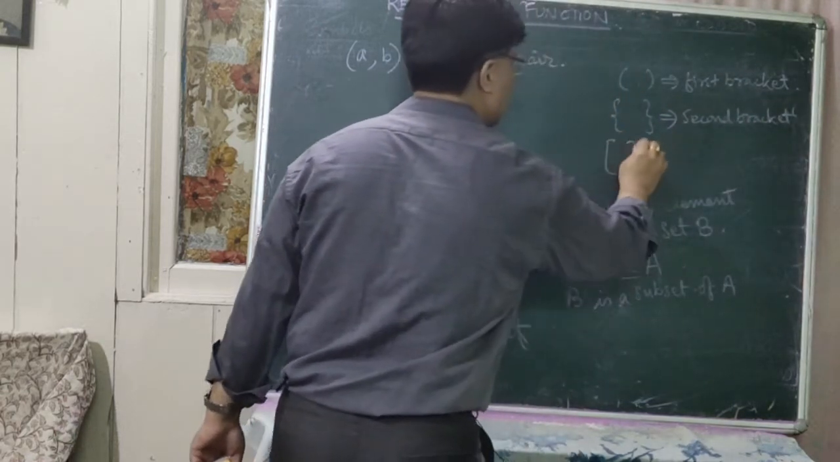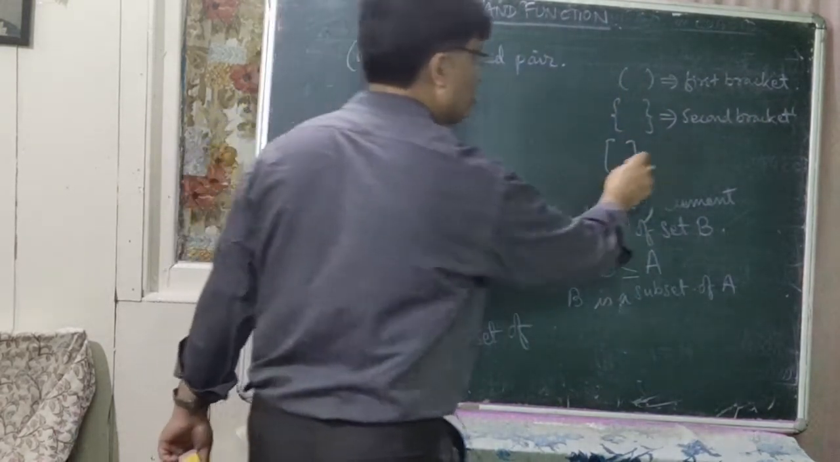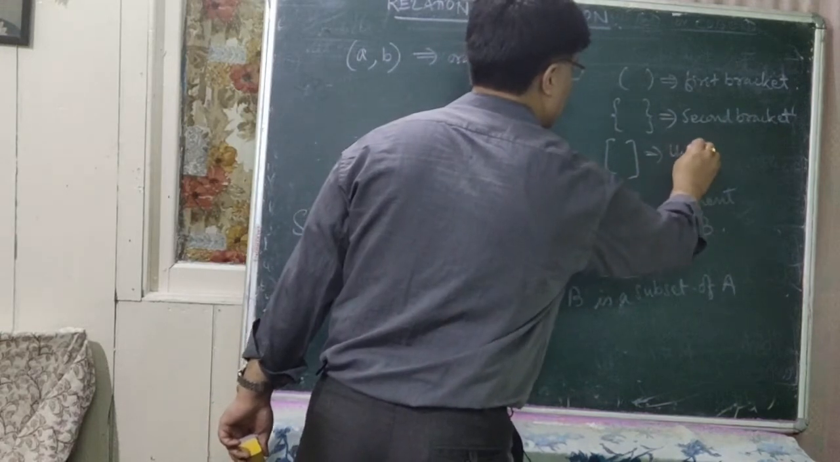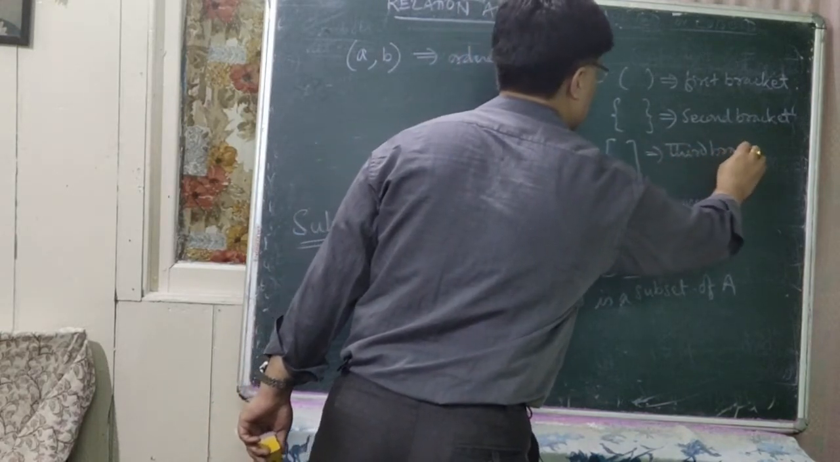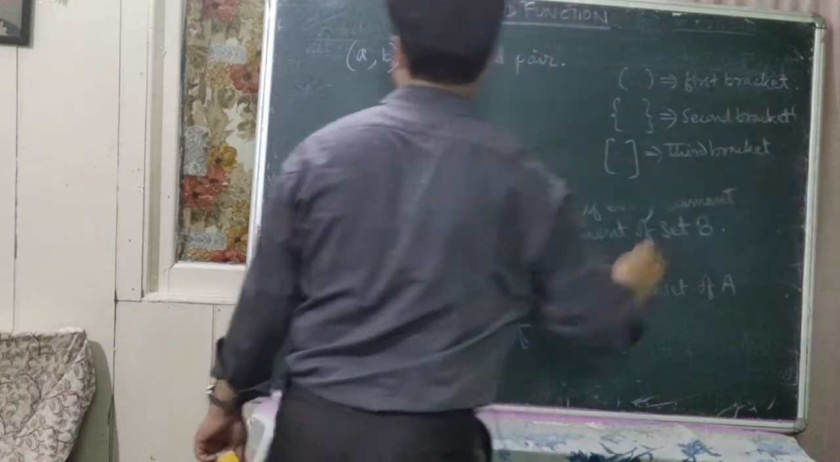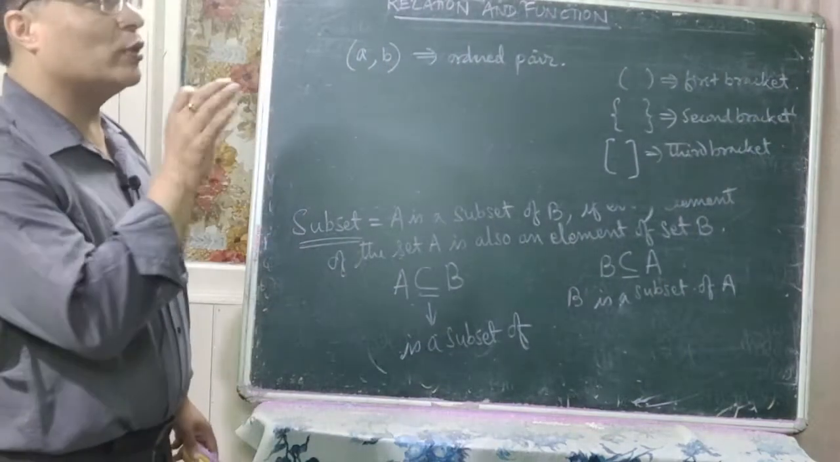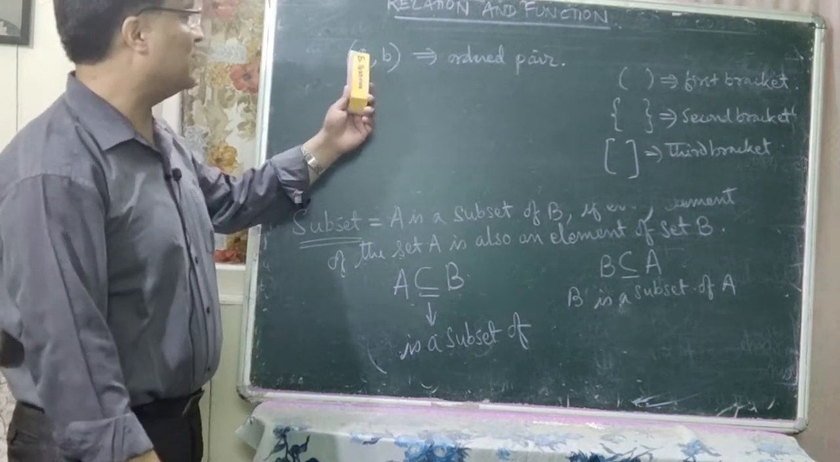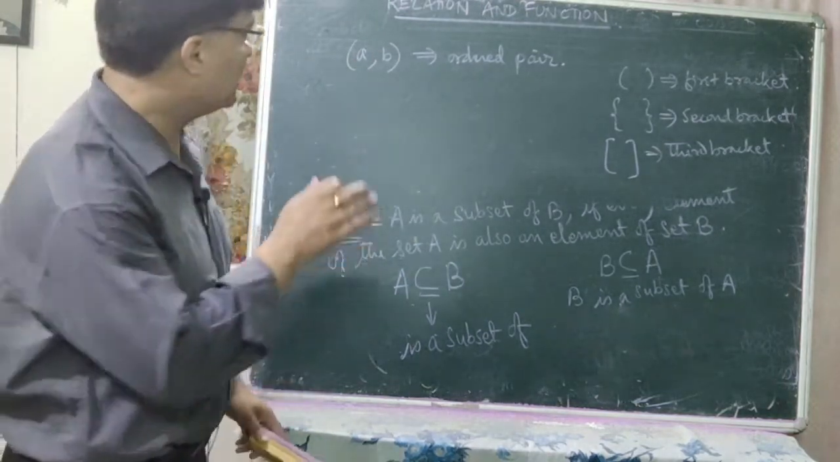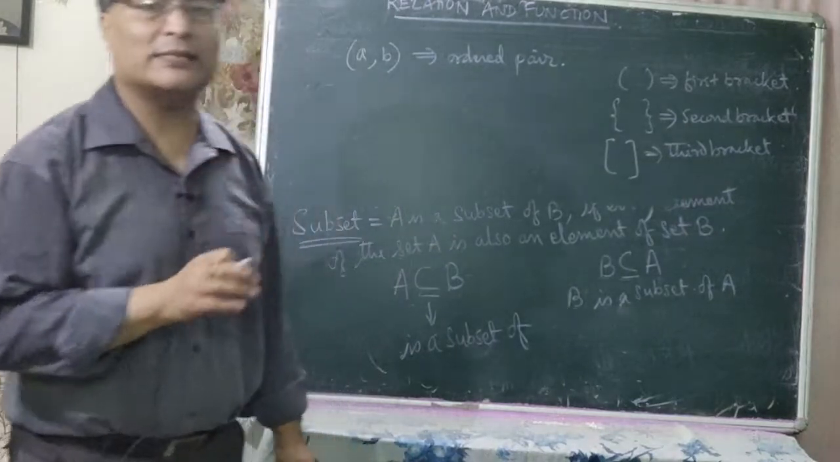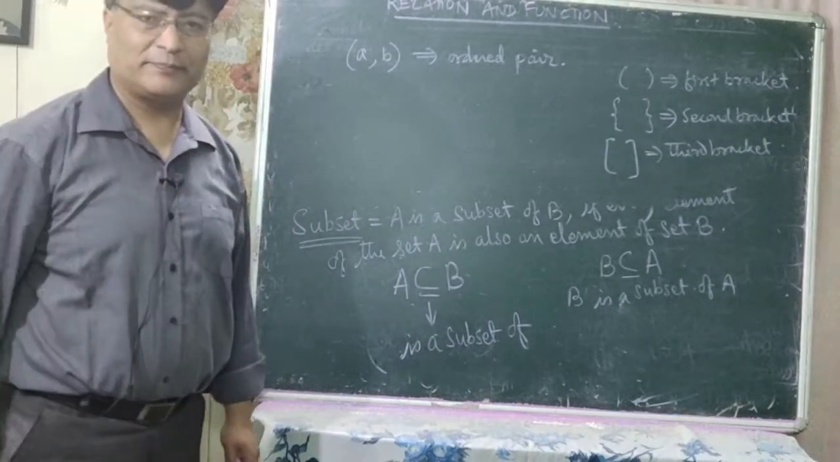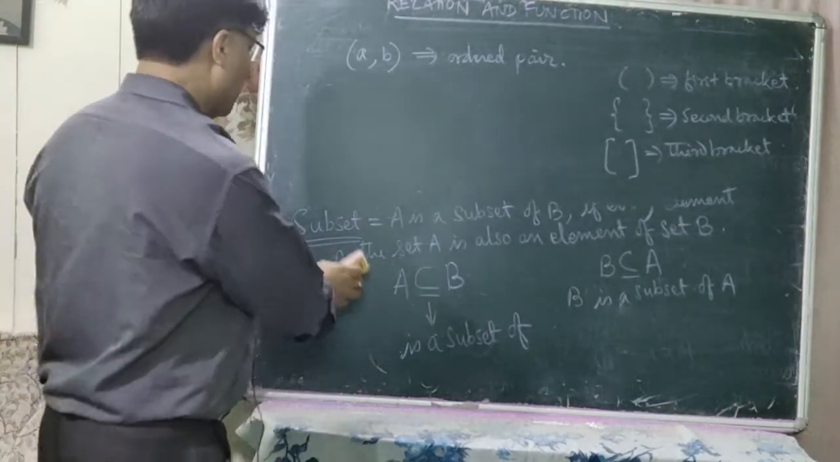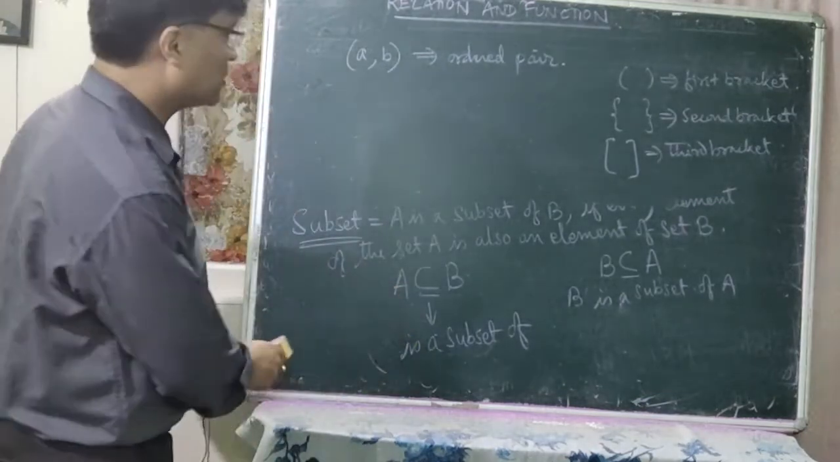Okay. And this is known as what? Square bracket, which is also known as the third bracket. Within the bracket, if you have the first element, comma, second element, then this type of pair is known as an ordered pair. Is that clear to all of you? So now you should know about the Cartesian product of two sets.